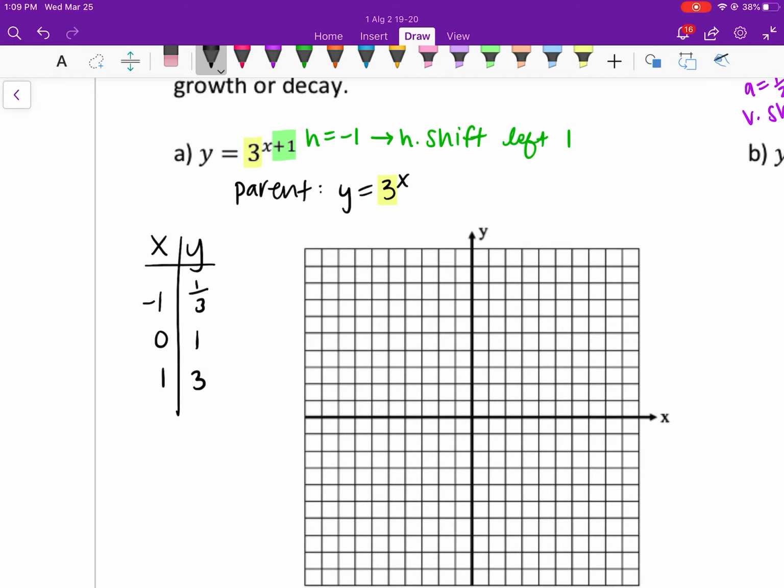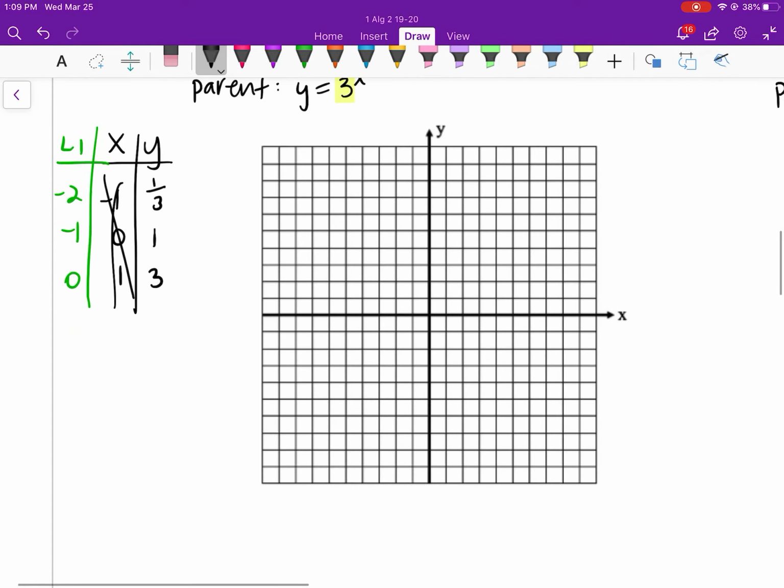And then this function had an h value of -1, which means we're shifting to the left. That is going to affect our x coordinates. So when we move left 1, that'll leave us at -2, -1, and 0 instead. Those are the 3 points we are going to graph. So we've got (-2, 1/3), (-1, 1), and (0, 3).